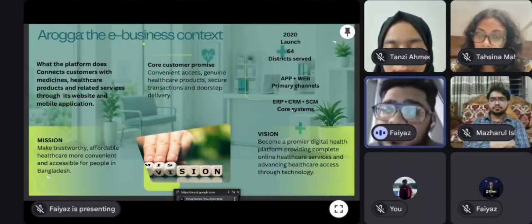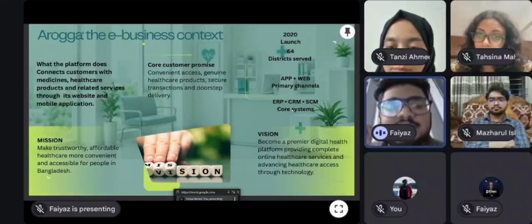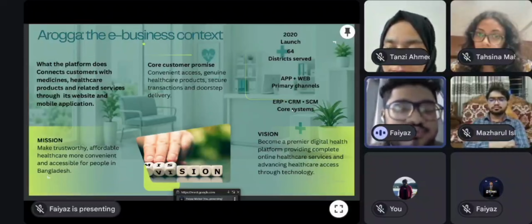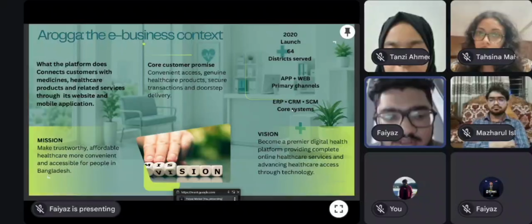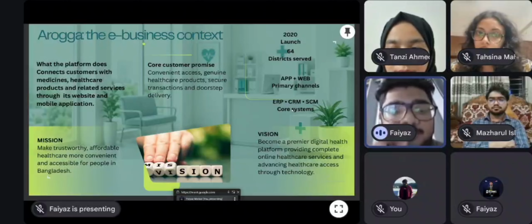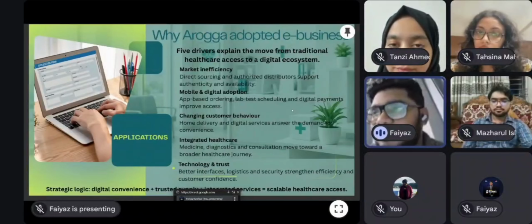The mission of Arogga is to make trustworthy, affordable healthcare more convenient and more accessible for people in Bangladesh. Its vision is to become a leading digital health platform that provides complete online healthcare services and improves healthcare access through technology. Therefore, Arogga is more than simply online medicine, and it aims to create a broader digital healthcare ecosystem where customers can conveniently access products and services through technology. Moving on to our next slide.